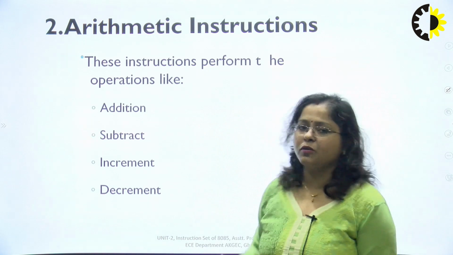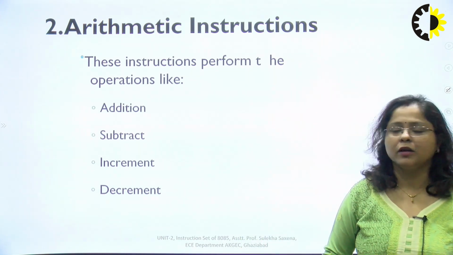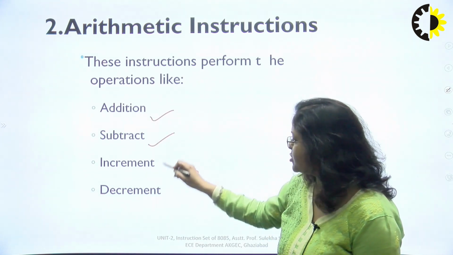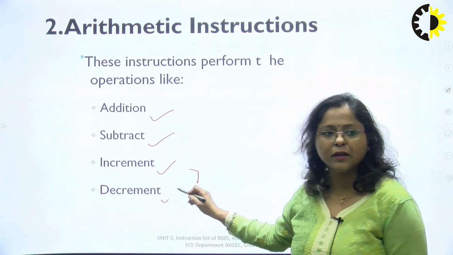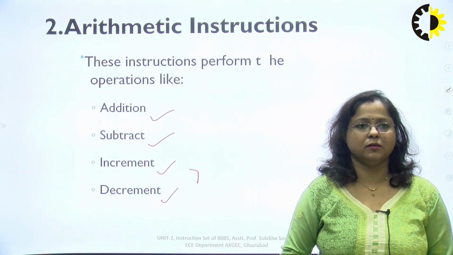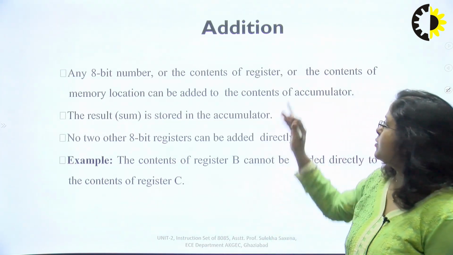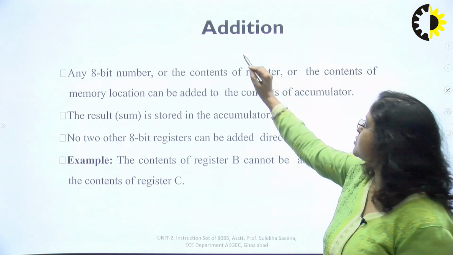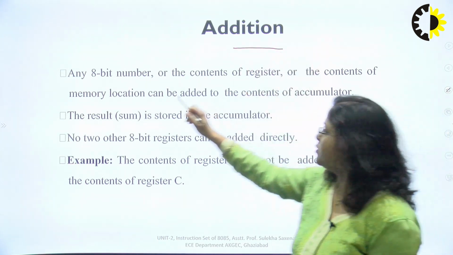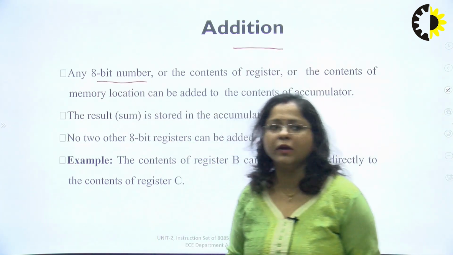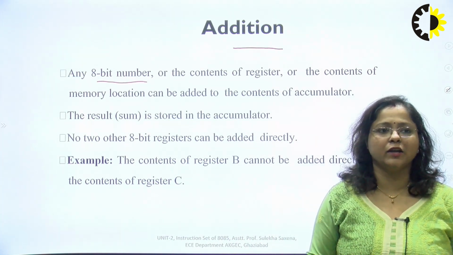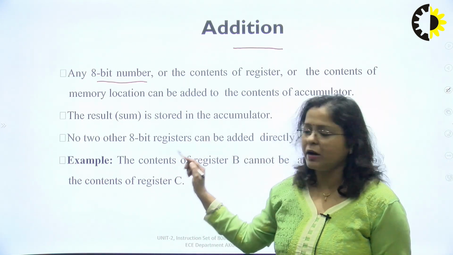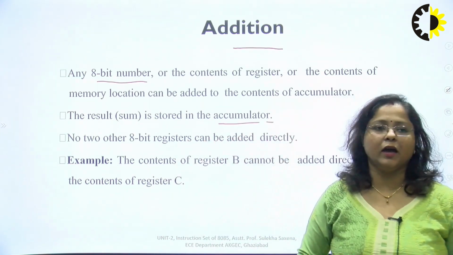First of all, in arithmetic operation, 8085 performs only 4 basic operations, that is addition, subtraction, increment and decrement. Since 8085 is an 8-bit microprocessor, most of the instructions performed by 8085 include two 8-bit numbers and it performs the addition on 8-bit numbers. The result will be 8-bit and will be stored by default in accumulator.